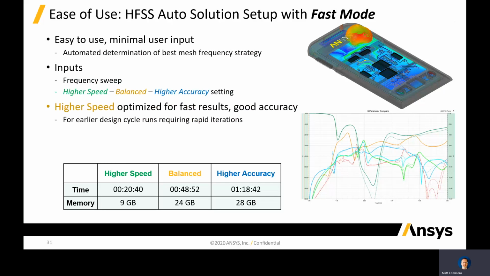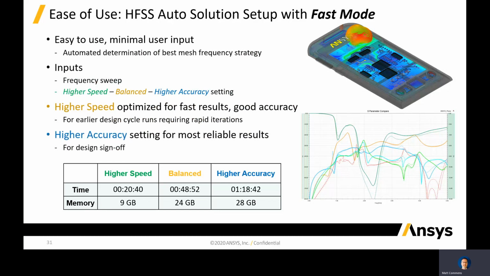With the higher speed approach, it's optimized for fast results with good accuracy, and you can use it for early design cycle runs where you want to do rapid iterations. Whereas with higher accuracy, it's a setting for the most reliable results where you do design sign-off. And ultimately, with the slider bar setting and automated mesh strategy, you're trading off between time, memory, between speed and accuracy, and really for design runs and sign-off in one design flow.